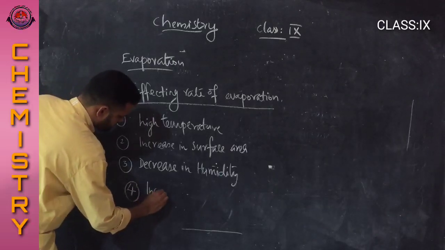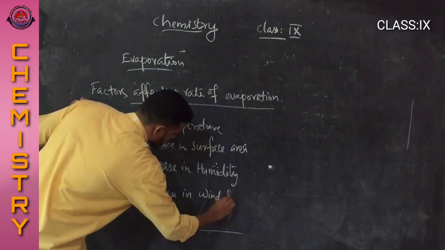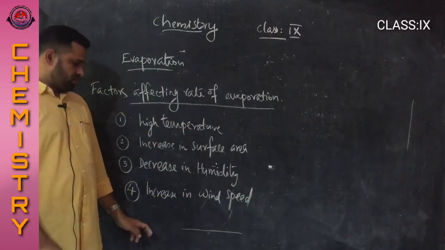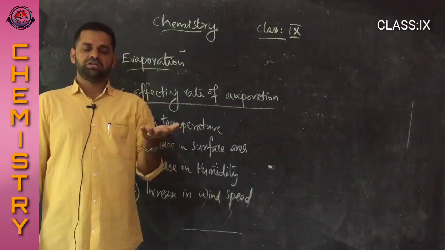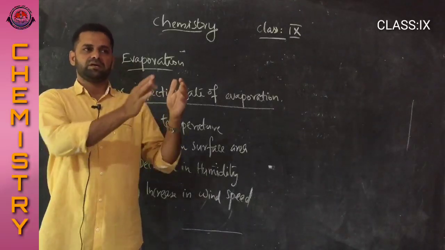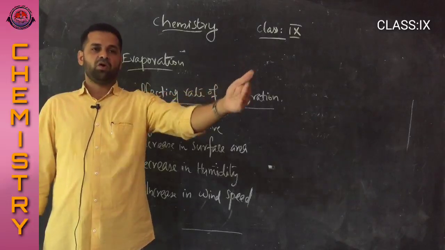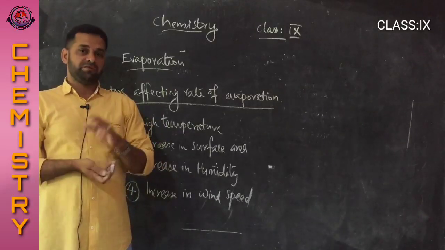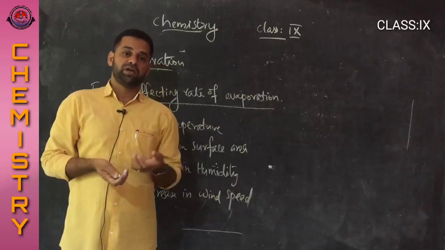Next, increase in wind speed. If we dry clothes under a fan, they will dry more easily. But if you keep wet clothes in a corner or in a cupboard, how many days will it take to dry? It will take more time, isn't it?